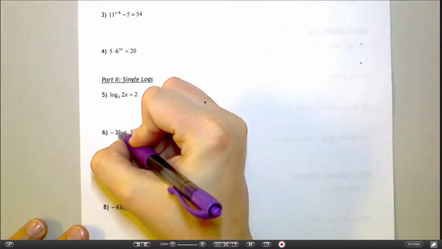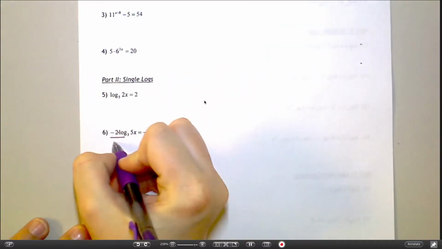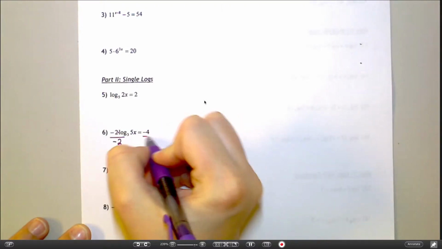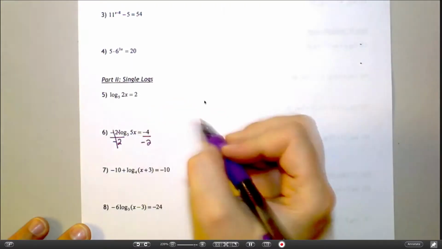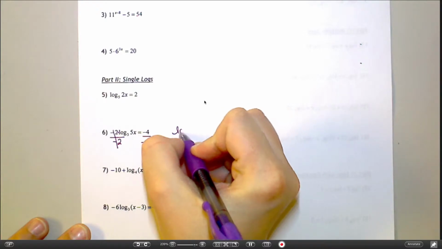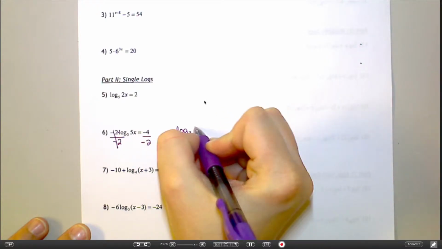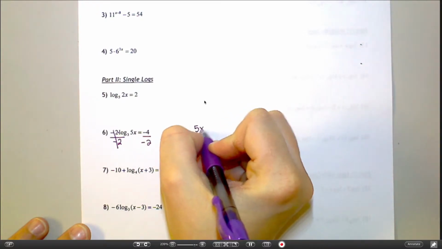The -2. How is that -2 attached? Multiplication. Okay, so what are we going to do? Divide. We are going to divide, yes. Okay, so I'm going to divide by -2. I'm just going to rewrite this over here. So I'd end up with log base 3 of 5x is equal to +2. Okay.